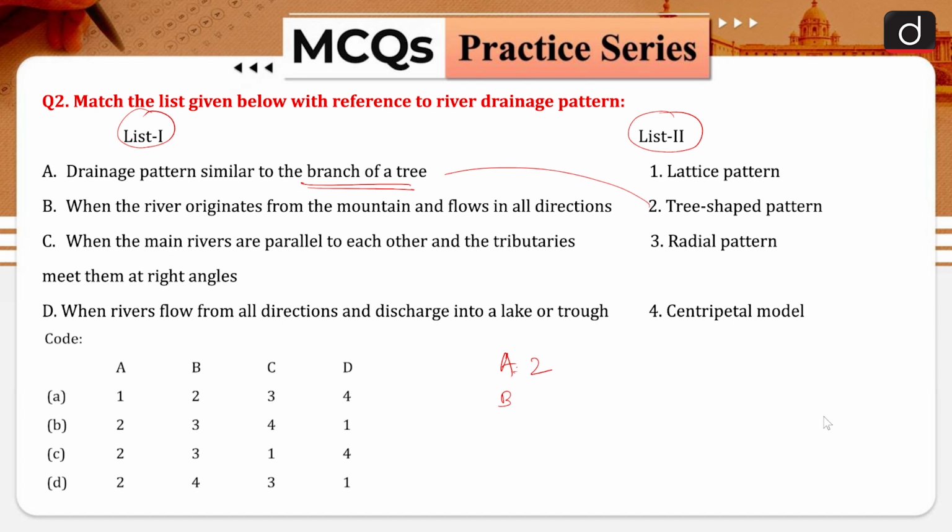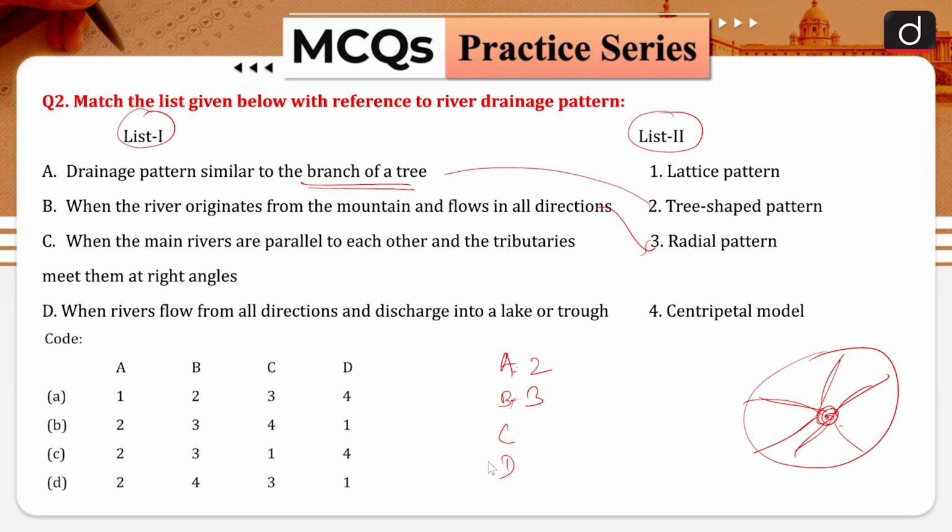Okay, so basically this is the top of the mountain and now the river is flowing in all directions. Basically it looks like the radius of a circle, so this is a radial pattern. So B would be matched with 3. Now C and D. So let's talk about D first.